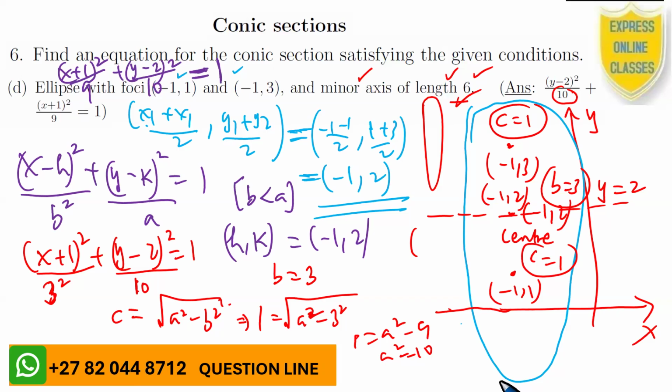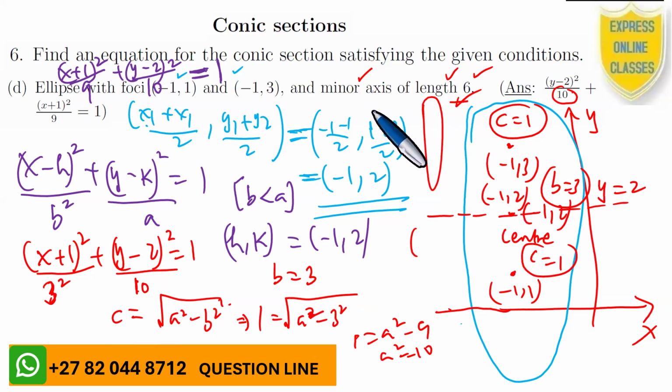Yes, please, may I ask, for the minor axis, since they gave us the length, so basically that's the total length? Yes, the total length. So like b, from the center it's going to be 3 units to the east. Yes. Okay.